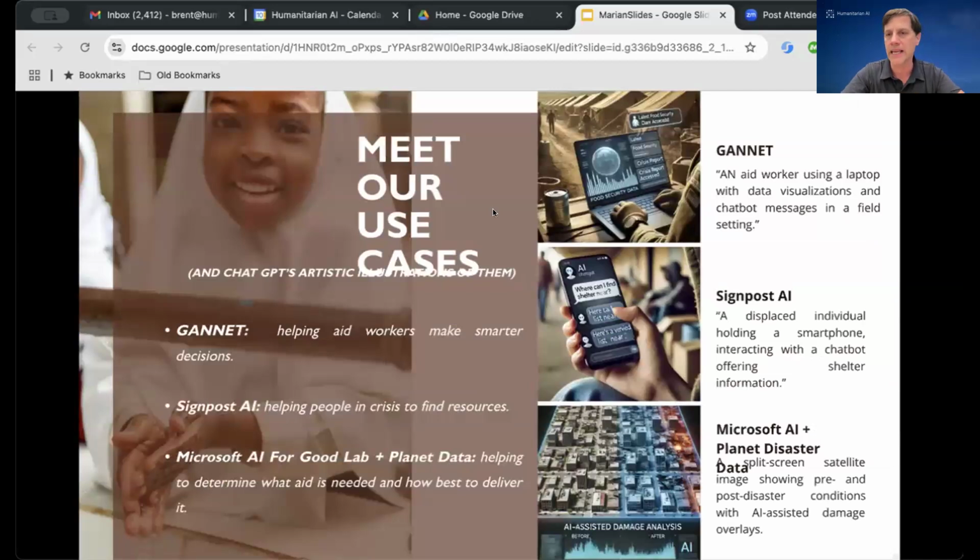And she chose Ganet, which is organized by Data Friendly Space, the Signpost Initiative, which is run by the International Rescue Committee, and Microsoft actually has an interesting project looking at assessing damage.